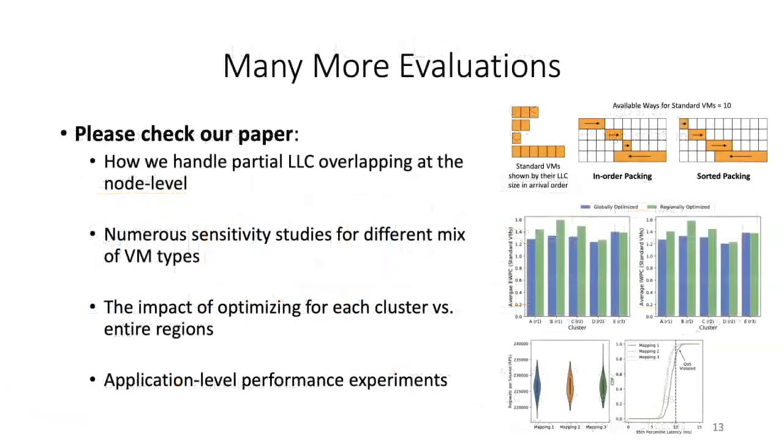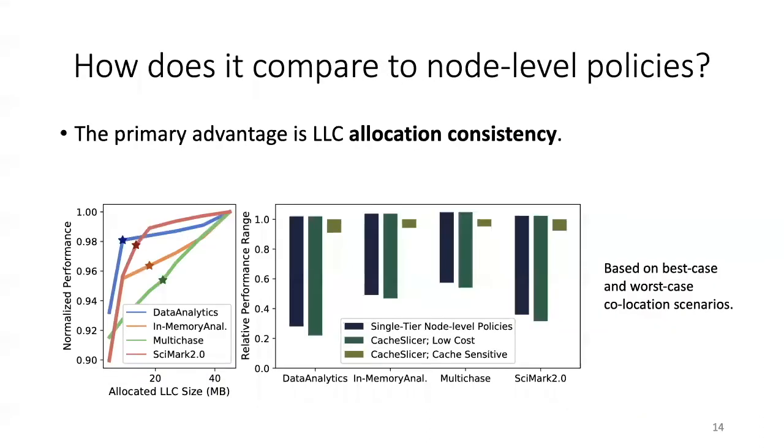So there are many more evaluations in the paper. Some things that I didn't talk about are how we handle partial last level cache overlapping at the node level. We conducted numerous sensitivity studies, and we also looked at a number of applications to understand how CacheSlicer affects their performance. There's one result I think is worth looking at together, and that is how we compared with the node level policies. It's a little bit like comparing apples and oranges, because the node level policies are at the mercy of the mix of co-tenancy you'll get for a server.